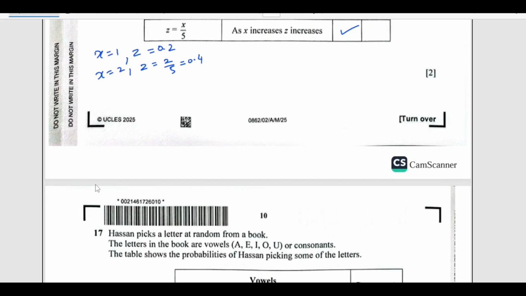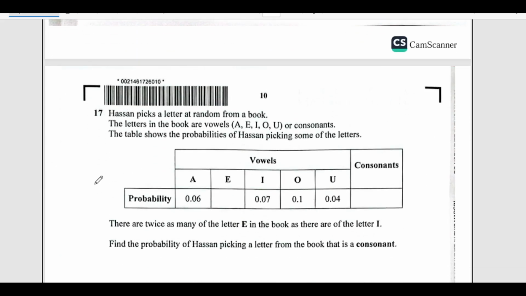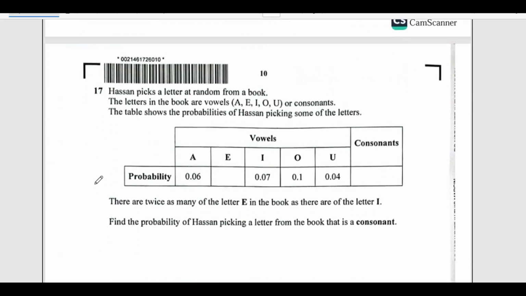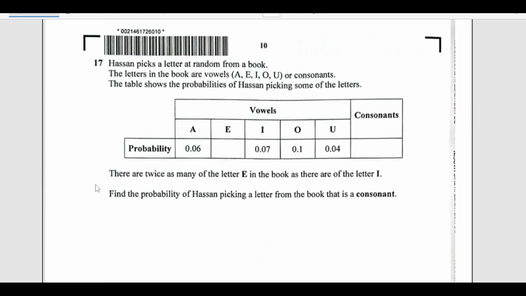Okay. Now next, number 17. Hassan picks a letter at random from a book. The letter in the book is a vowel (A, E, I, O, U) or a consonant. The table shows the probability of Hassan picking some of the letters. So you can see here, the condition is given: there are twice as many letters E as the letter I. So E is twice, so multiply this by 2, so we get 0.14. So this is twice of this, right?